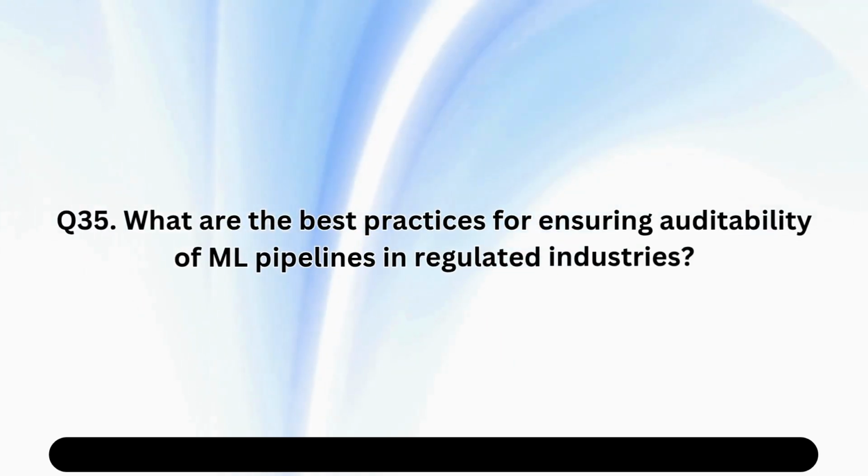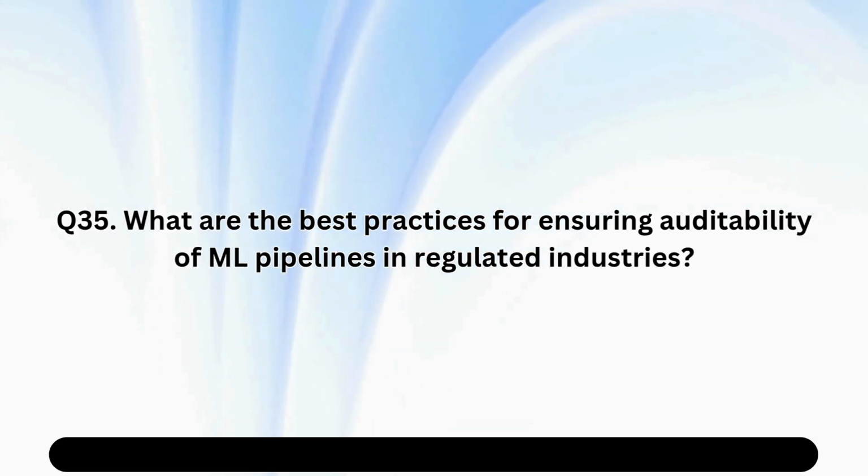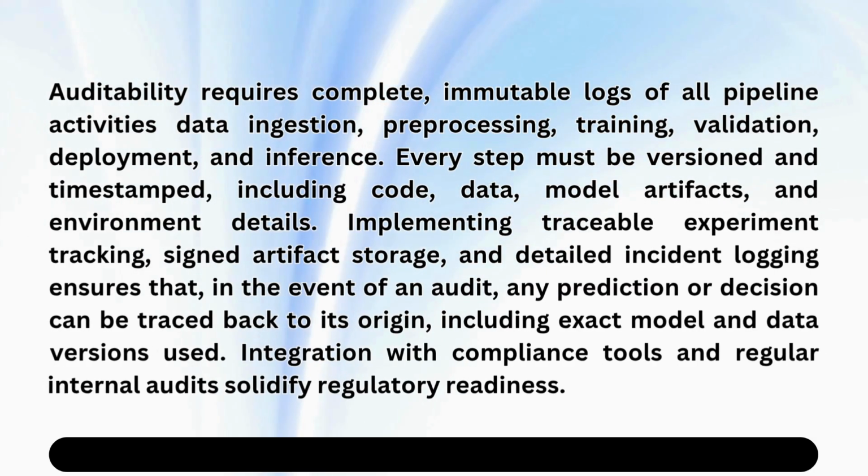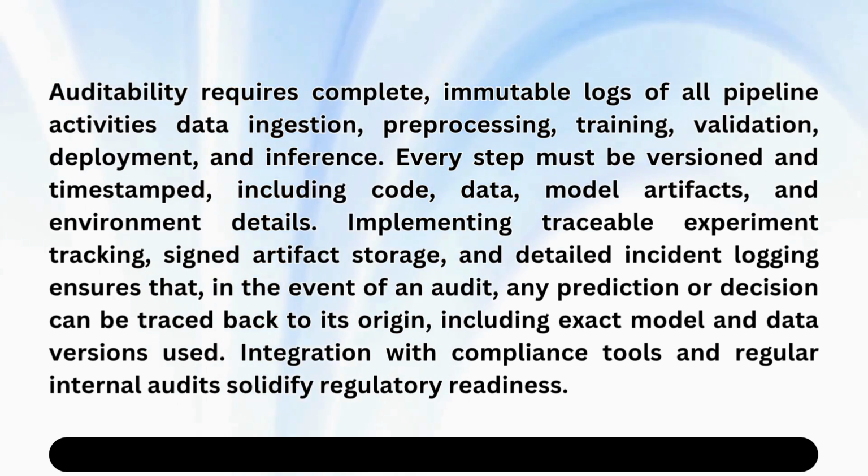What are the best practices for ensuring auditability of ML pipelines in regulated industries? Auditability requires complete, immutable logs of all pipeline activities: data ingestion, pre-processing, training, validation, deployment, and inference. Every step must be versioned and time-stamped, including code, data, model artifacts, and environment details. Implementing traceable experiment tracking, signed artifact storage, and detailed incident logging ensures that, in the event of an audit, any prediction or decision can be traced back to its origin, including exact model and data versions used. Integration with compliance tools and regular internal audits solidify regulatory readiness.